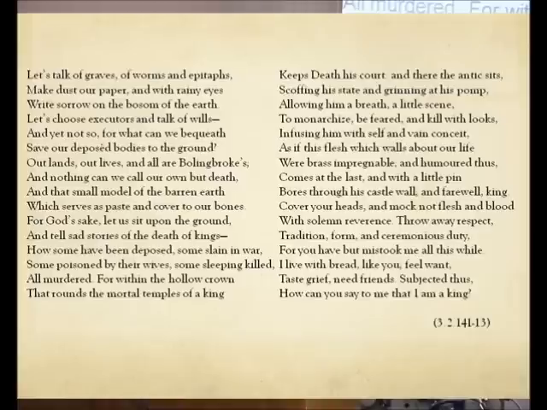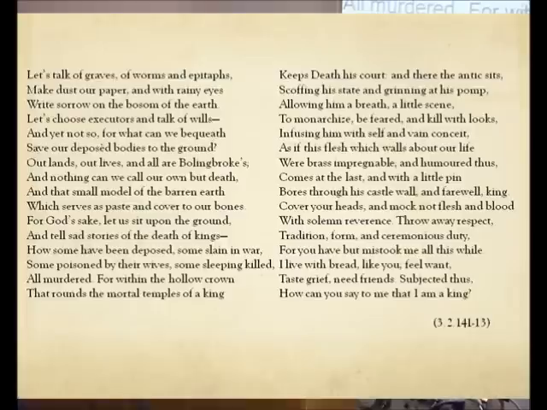Thank you. Let's talk of graves, of worms and epitaphs, make dust our paper, and with rainy eyes write sorrow on the bosom of the earth. Let's choose executors and talk of wills, and yet not so, for what can we bequeath, save our deposed bodies to the ground? Our lands, our lives, and all are Bolingbroke's, and nothing can we call our own but death, and that small model of the barren earth, which serves as paste and cover to our bones. For God's sake, let us sit upon the ground and tell sad stories of the death of kings, how some have been deposed, some slain in war, some poisoned by their wives, some sleeping killed, all murdered.